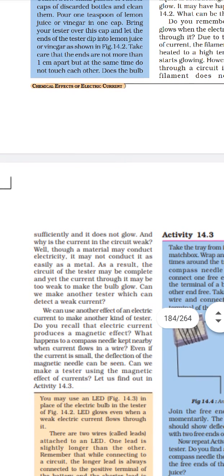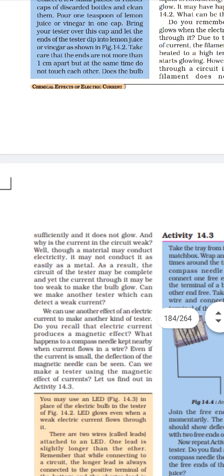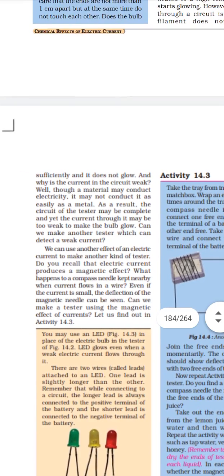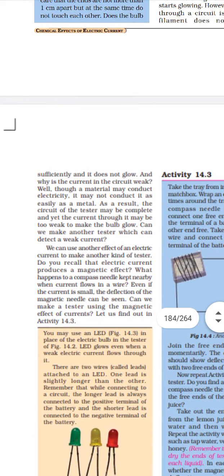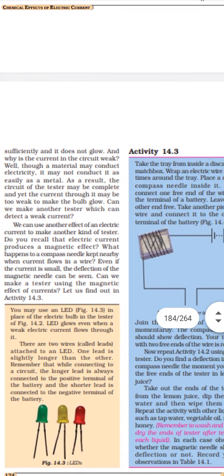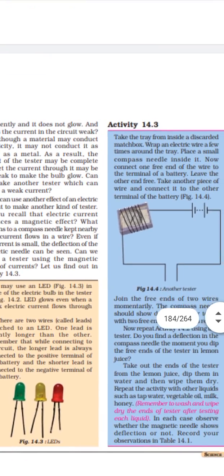We can use another effect of electric current to make another kind of tester. Do you recall the magnetic effect of electric current? What happens to a compass needle kept near a wire when current flows in it, even if the current is small? The deflection of the magnetic needle can be seen. Can we make a tester using the magnetic effect of electric current?